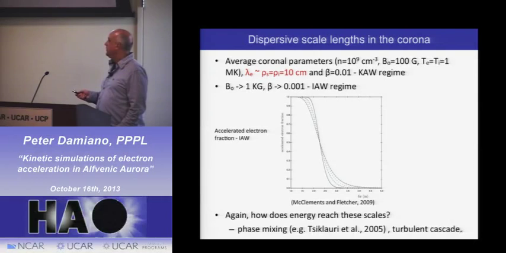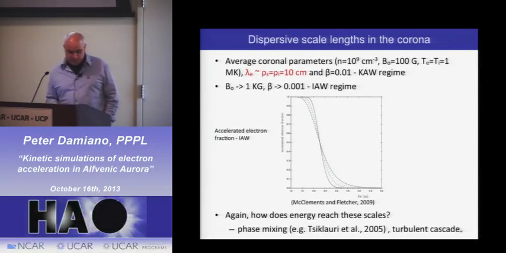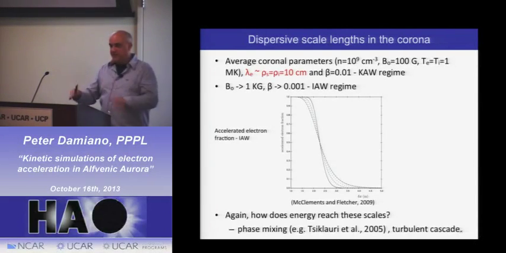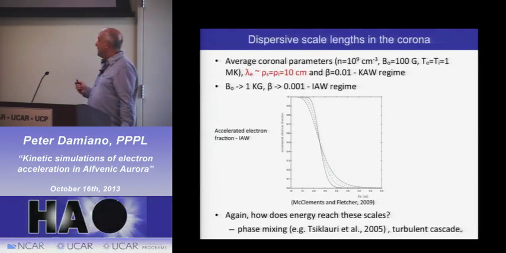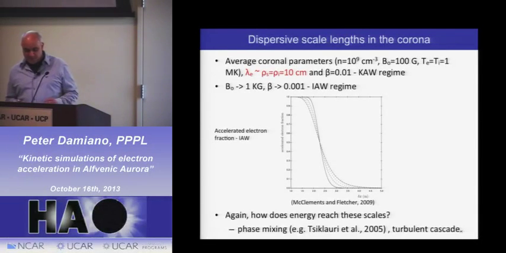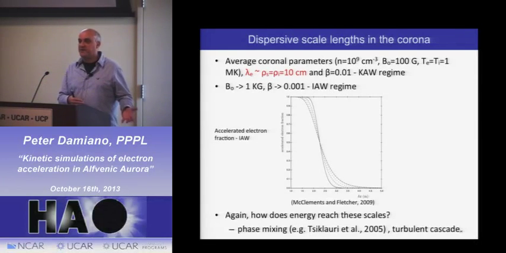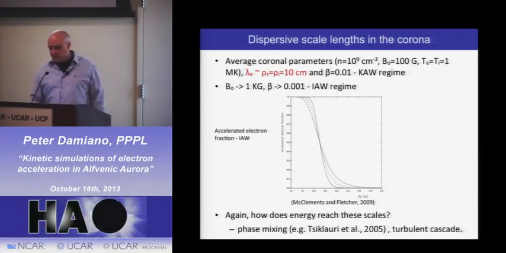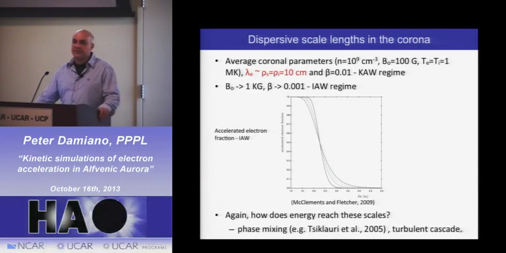Phase mixing was proposed in the density gradients on the edges of coronal loops by Ciclori et al. in 2005, and again, turbulent cascade. So there's a lot of overlap between the relevance of what we're doing in the magnetospheric context to both solar and giant planet magnetospheres. Thank you very much.